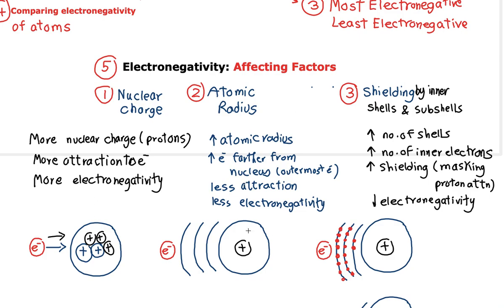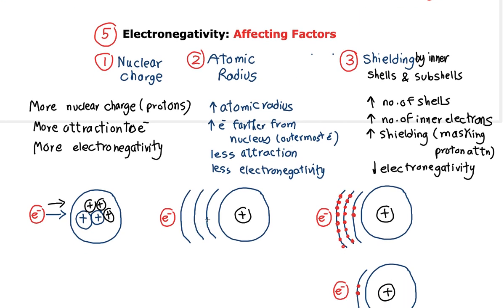The atomic radius: if the atomic radius gets bigger, the number of shells increases, and the distance between the electrons and the protons becomes more. So since the distance becomes more, there is less attraction to the electrons. So this makes the electronegativity less.